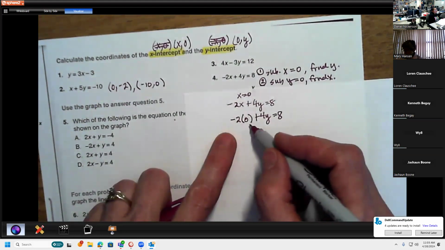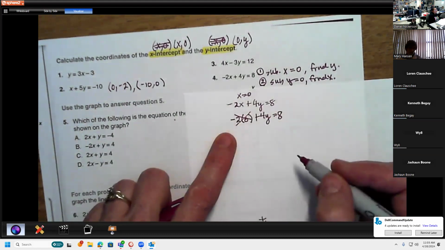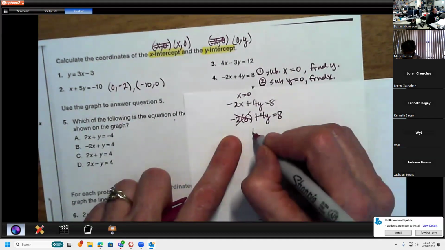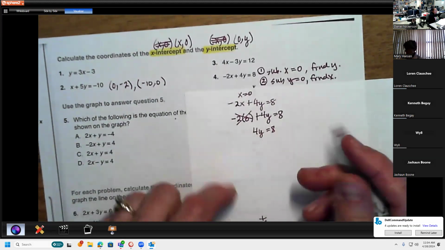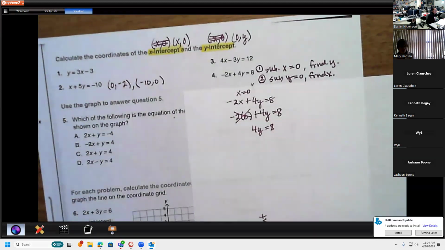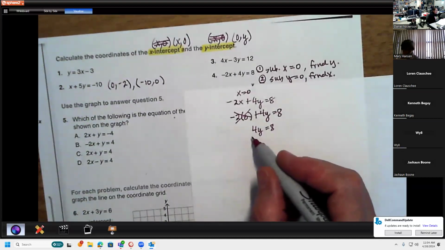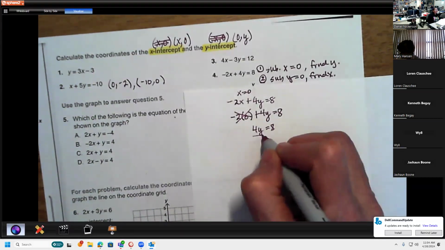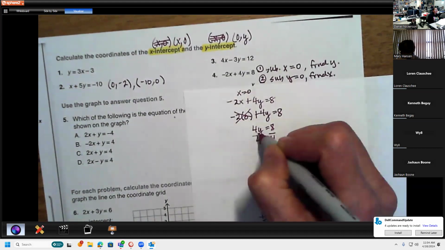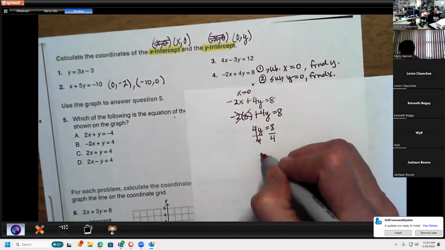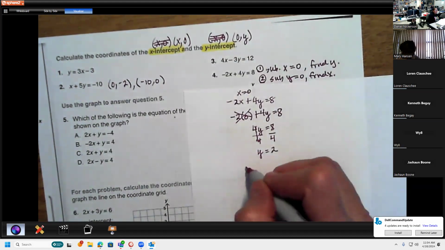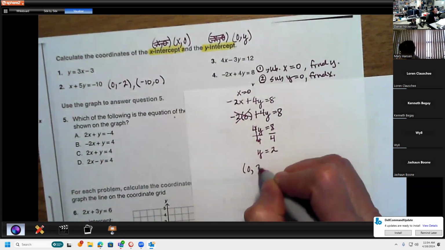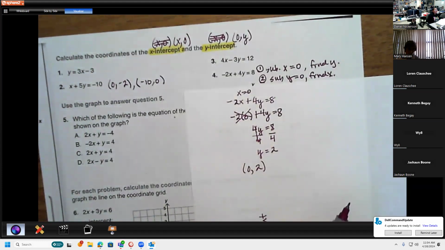Negative 2 times 0 is 0 because anything times 0 is 0. So we're left with 4y equals 8, which is a one-step equation like we've been solving prior to this. That means 4 times y is 8. The opposite of multiplication is division. 4 divided by 4 is 1, and 8 divided by 4 is 2. So what that means is when x is 0, y has to be 2. And there's 1 point we could graph.